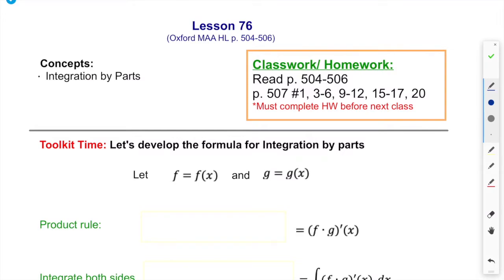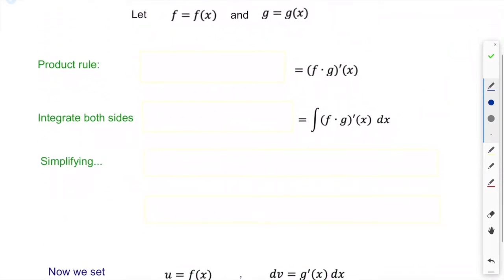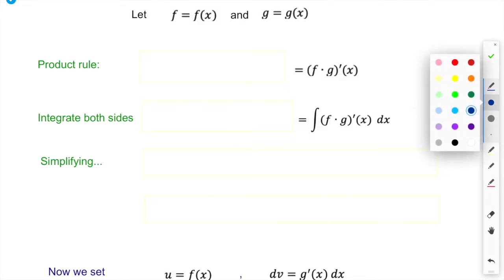This is lesson 76. We will begin this lesson by developing the formula for a new integration technique called integration by parts. Integration by parts is based on the product rule of functions. So we're going to start by letting f represent f of x and g represent g of x. In the first step, we will write out the product rule for the composite function of f times g prime of x. So here we go.